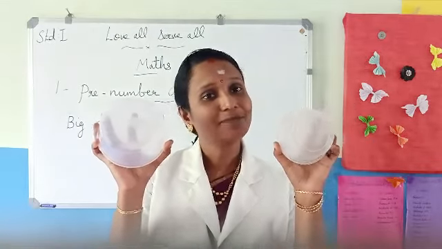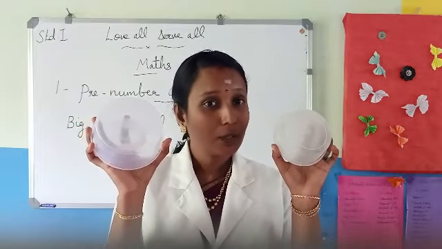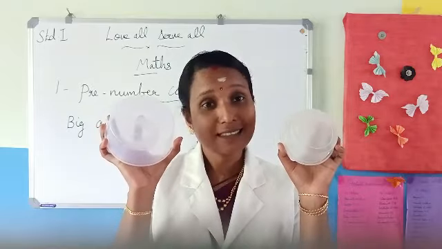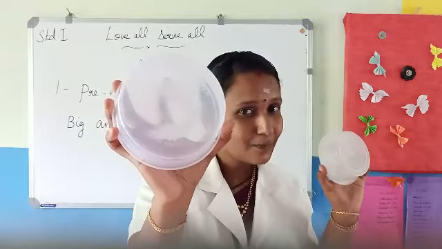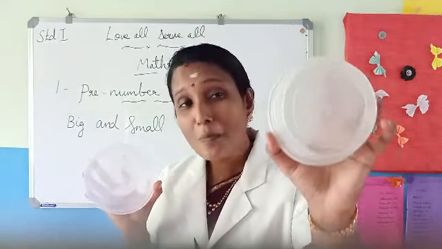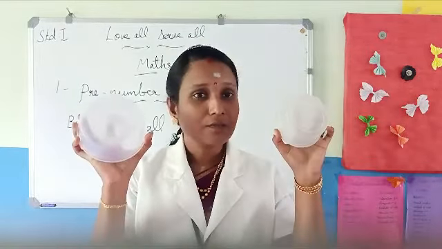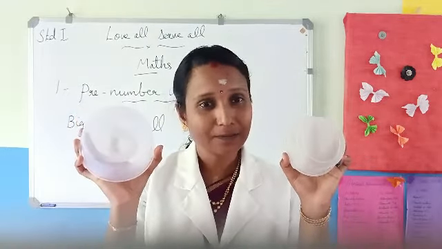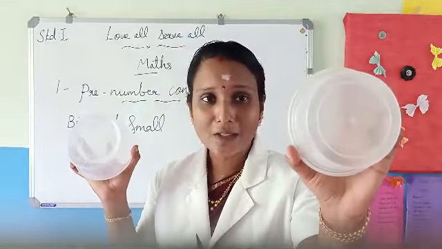Can you see it? Look at these boxes. Are they of same sizes? No, they are different sizes. Isn't it? This box is big. And this box is small. Here we compare the object based on their size. This is big box and this is small box.